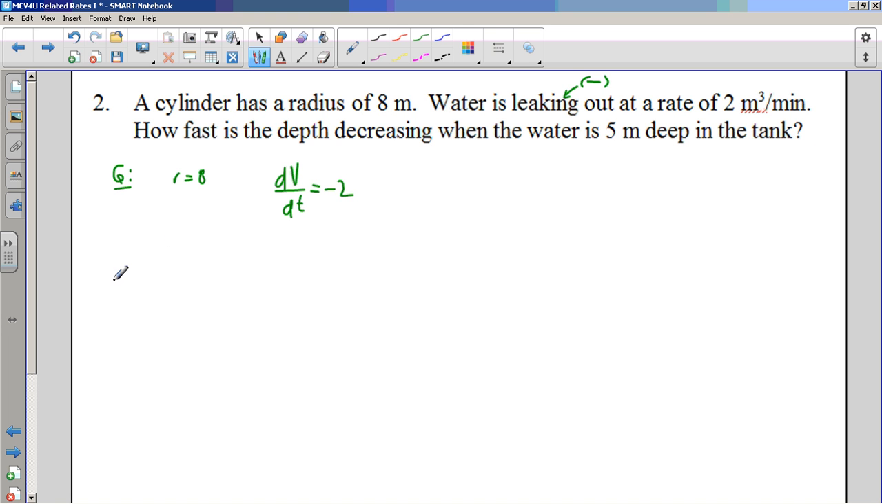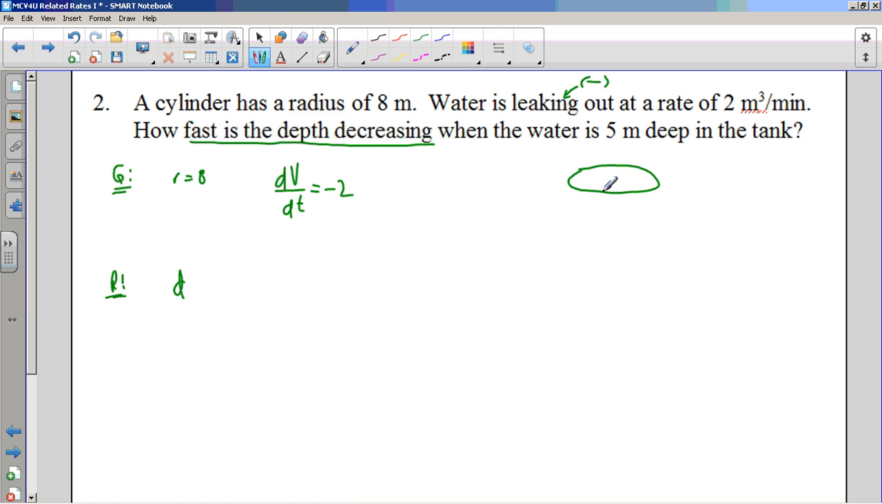Phew, that's a lot of information. Let's write down the required. So we want to find how fast the depth is decreasing. How fast is the depth? That's a derivative, right? It's a rate. The depth. Well, let's get a diagram here.